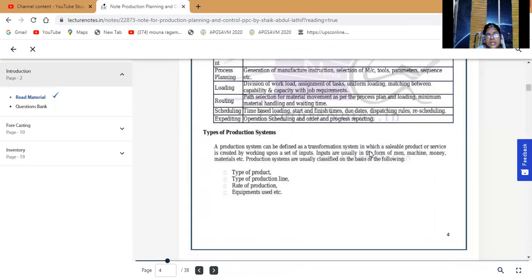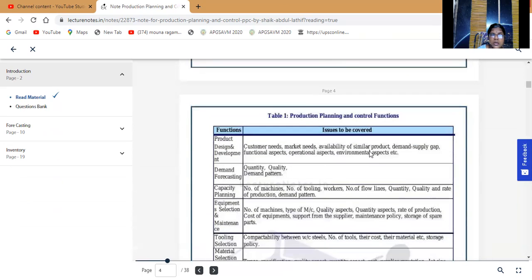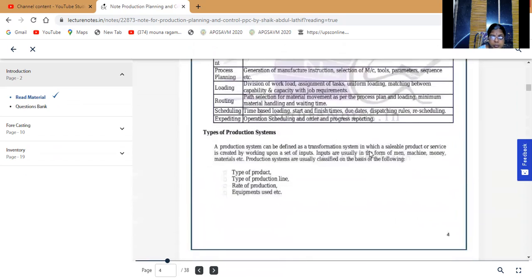And expediting is nothing but progress, follow up. That is operation scheduling, and order and progress reporting is nothing but the expediting. So those are all the functions on how the issues are to be covered. Okay. And next, types of production system.